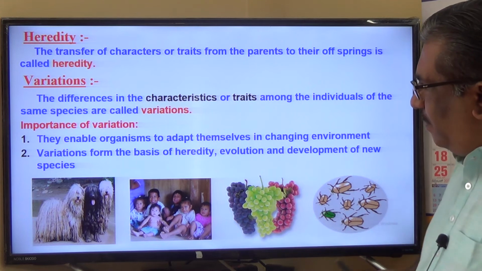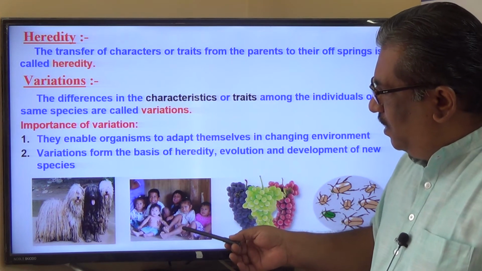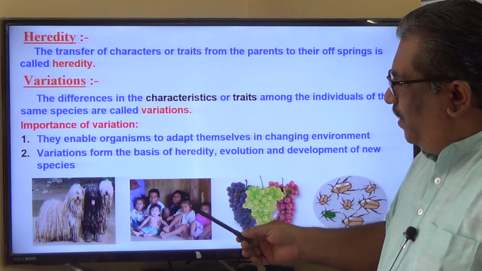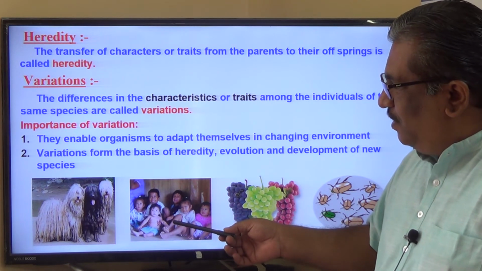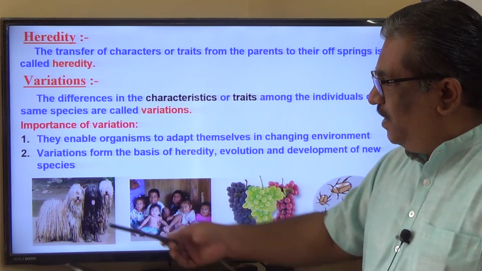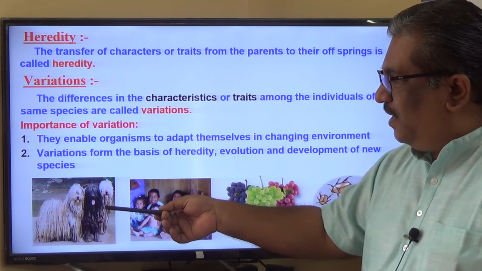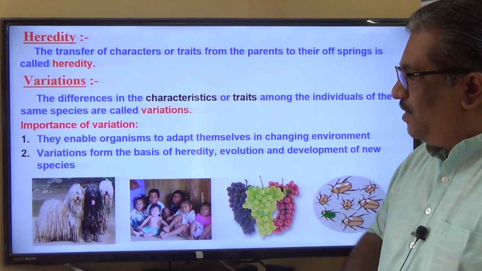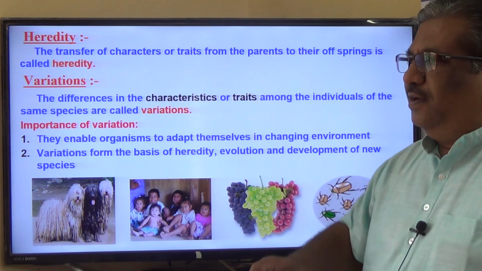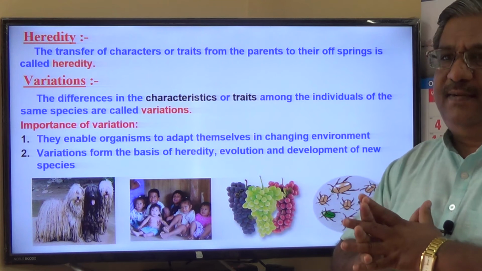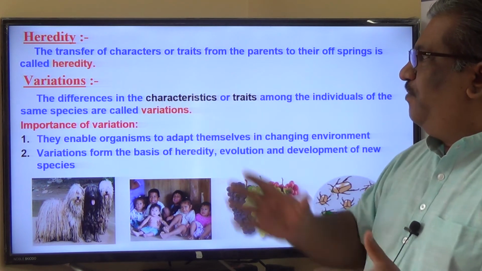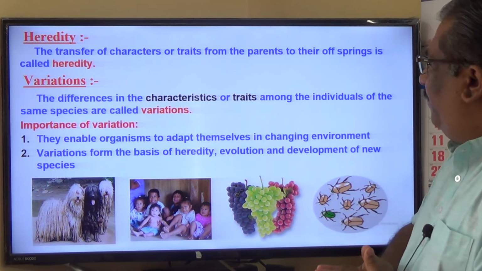Again the color here. With respect to children, even though the body structure is similar, there are many features by which you will be able to distinguish from one child to another child. Those are called variations. Here also the dogs, the colors basically are the ones by which you will be able to distinguish between two dogs. So variations are the differences in the characteristics. Characteristics means visible features. So the differences in the visible features are called the variations.